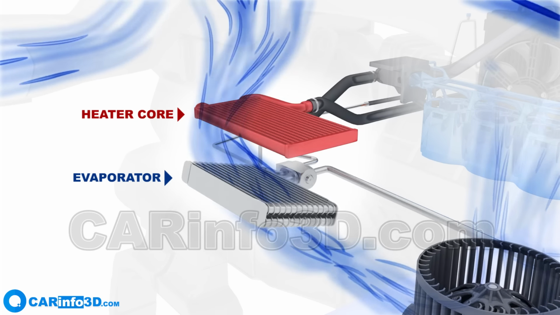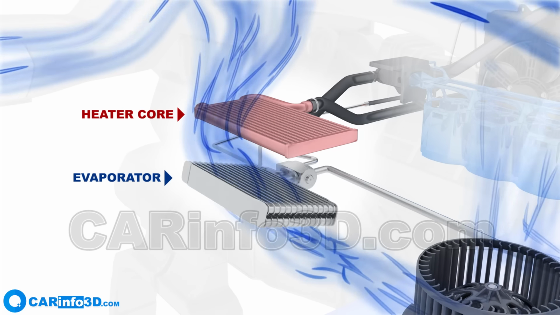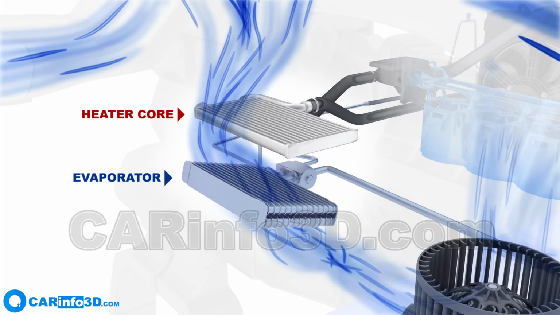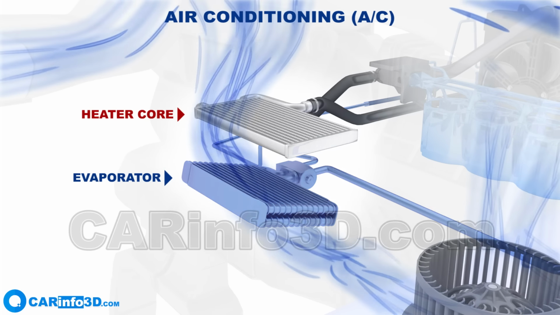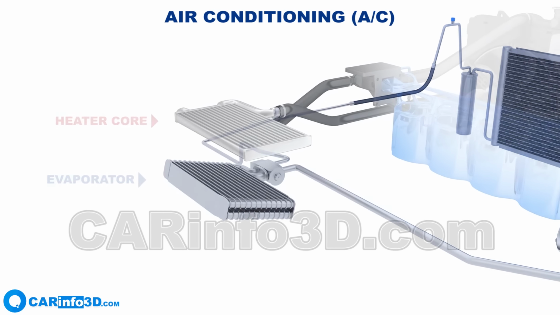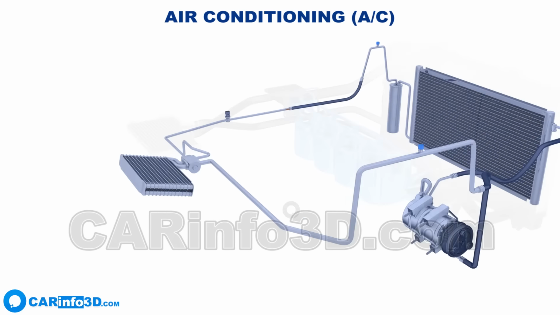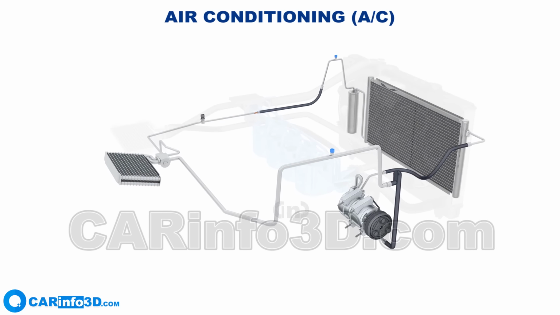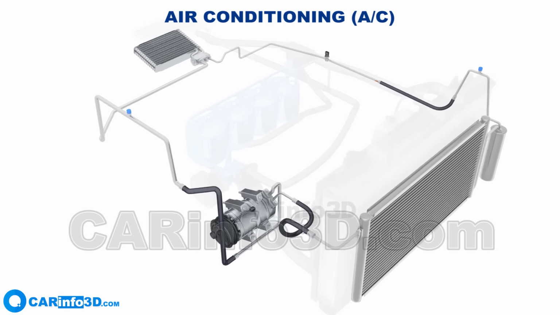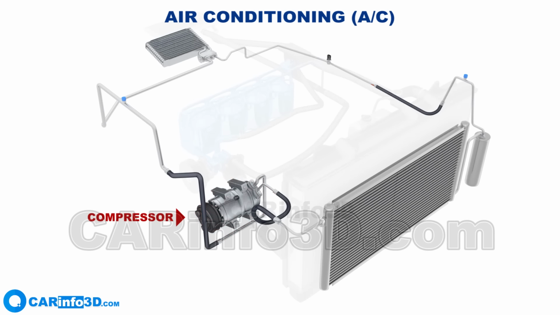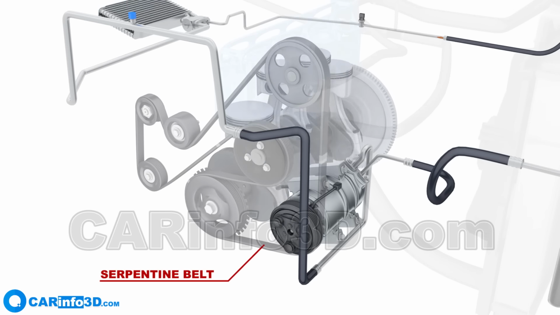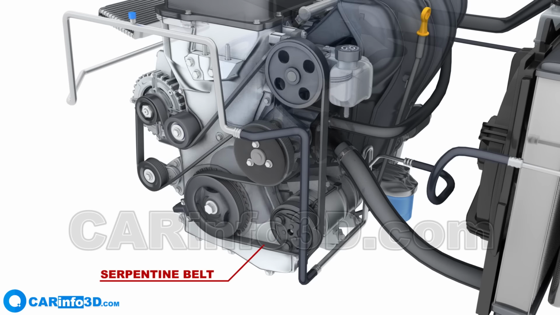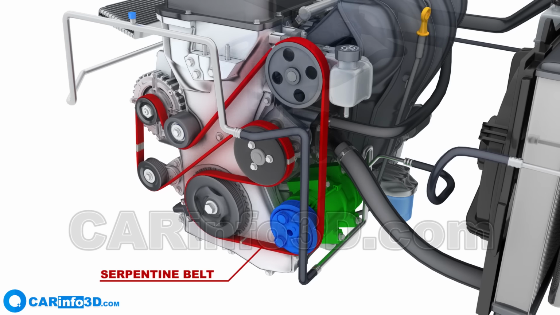Unlike the heater core, which is standard on all cars, the air conditioner is an optional equipment that may be missing in some models. The air conditioning system operates separately from the heater. To function, it requires an air conditioner compressor that is powered by the engine through a serpentine belt. Sometimes, a separate air conditioner belt may be used.